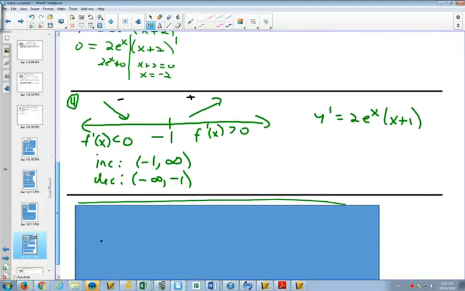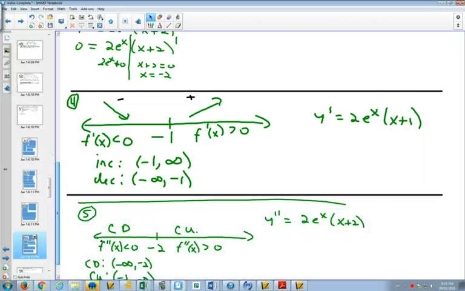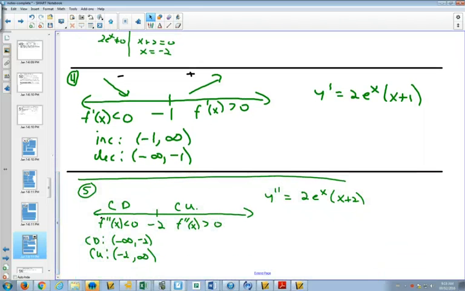And then with our second derivative, where it's concave up and concave down, now we plug in negative 2 because that's where our second derivative is equal to 0. Again, here's our second derivative. This is the only thing you have to worry about because we know that 2e to the x is always positive. So again, it's obvious where this one's going to be negative when it's less than negative 2 and positive when it's greater than negative 2.